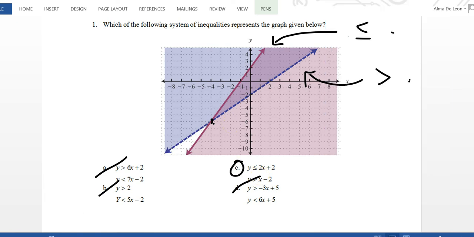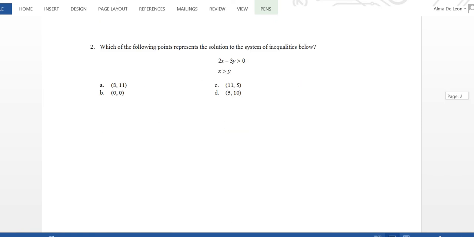But I could have eliminated A, B, and D just based off the fact that neither of those answer choices contain a symbol that is less than or equal to. They all graph inequalities with dashed lines. Okay, so now let's move on to the second problem.